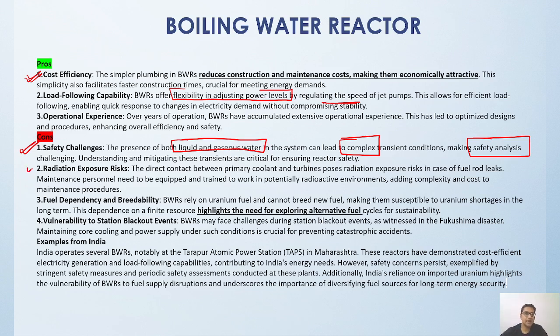Then there is a radiation exposure risk, because there is direct contact between the primary coolant and the turbine, okay. There is nothing like a secondary circuit and a primary circuit. So here the water, that is the primary coolant, is running the turbine, okay. This radiated water directly reaches the turbine, and we only get that water converted into steam, and that steam is running the turbine. So this is a potential radiation exposure hazard.